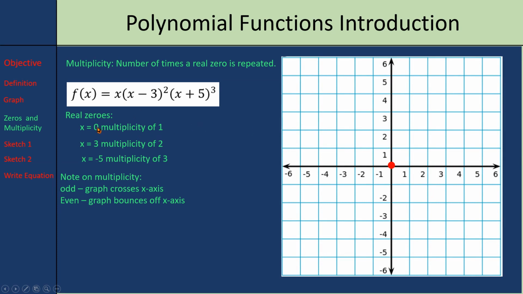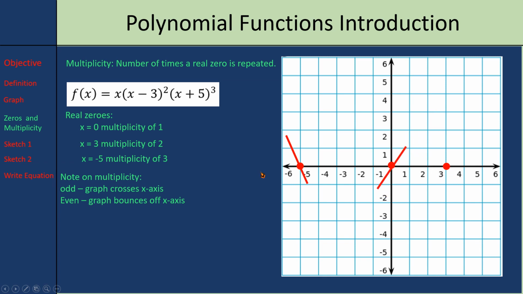My zeros are at 0, 3, and -5. Now look at the -5 here. The multiplicity is 3. It's odd, so the graph goes across. It crosses it. And at 0 here, 0 is also an odd multiplicity, so it also crosses it, right? So it goes across.